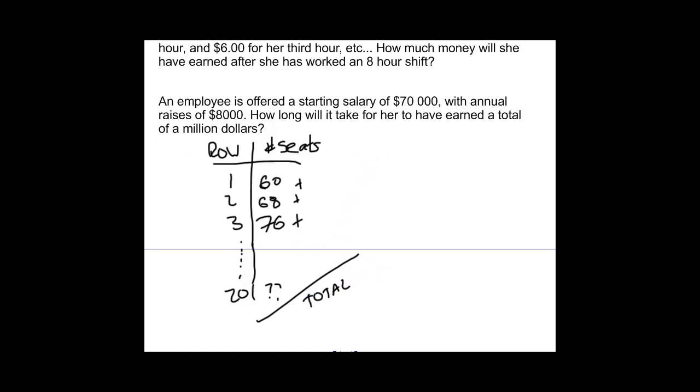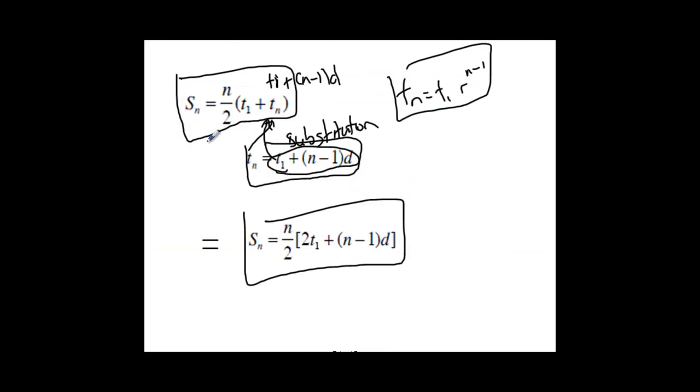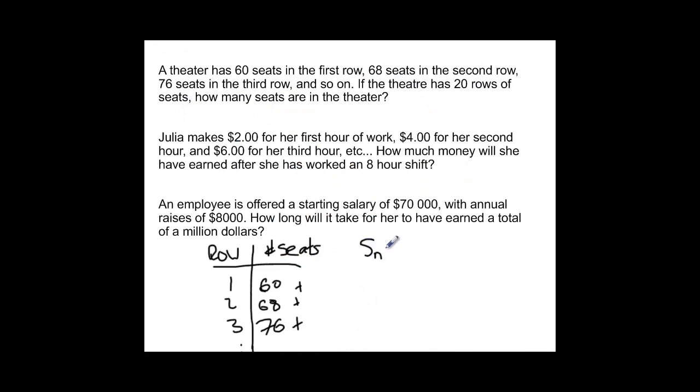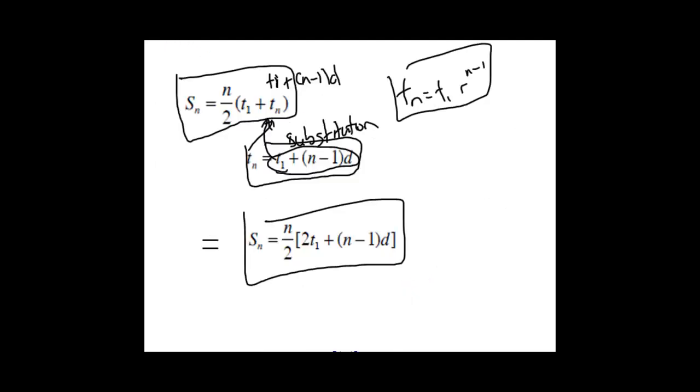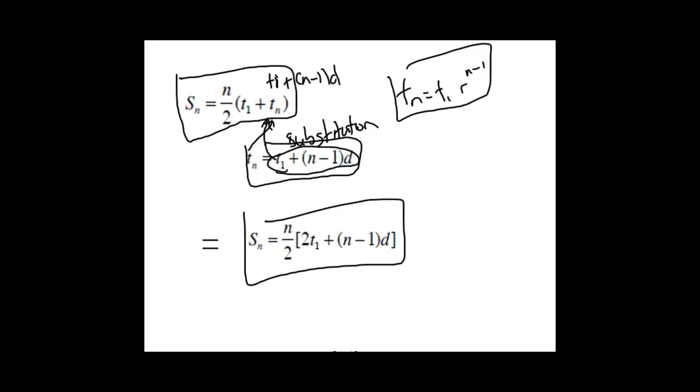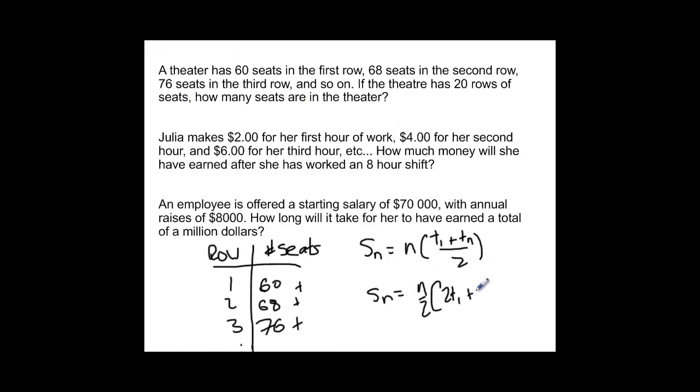So I have 2 basic formulas then. Let me go back a slide here. One of the formulas is, let me write them out here, Sn equals n times (T1 plus Tn) over 2. And the other one is Sn equals n over 2 times (2T1 plus (n minus 1)d).